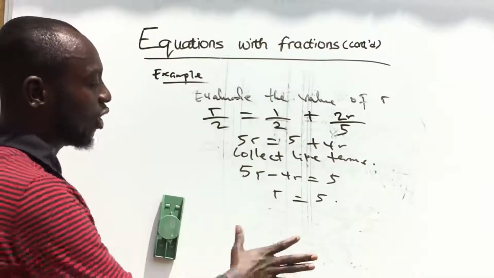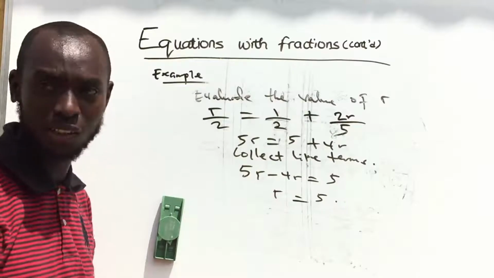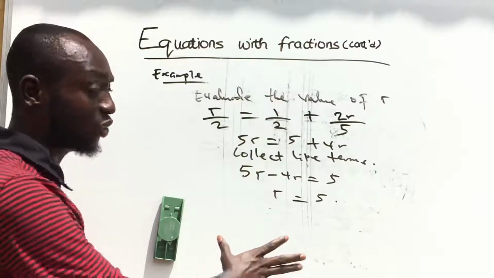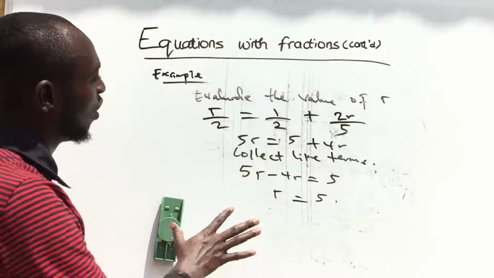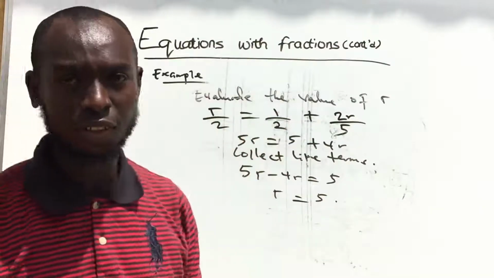So the value of r here is 5. Now don't forget, this r has a coefficient of 1. So the value of r here is going to give us 5. So now if I evaluate this question, my r here is 5.